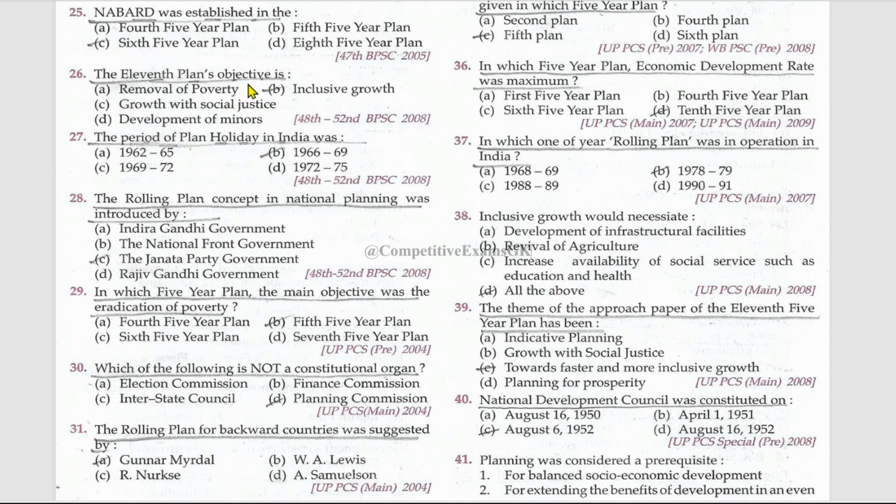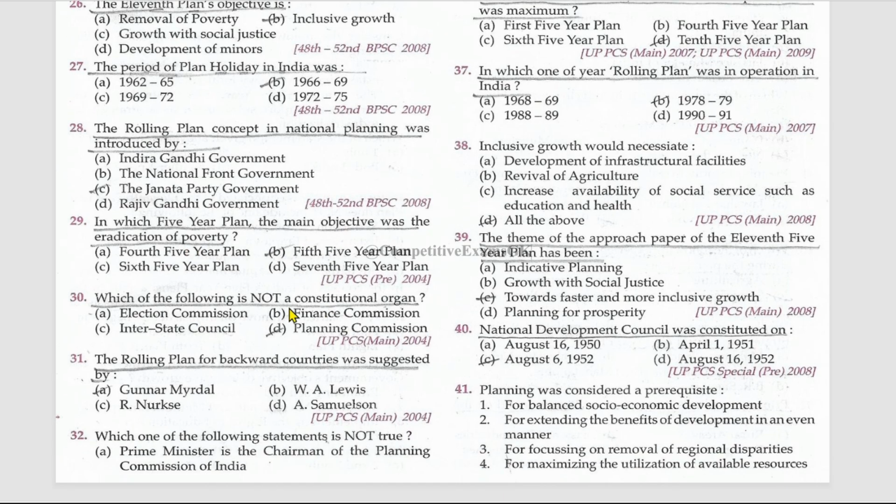The 11th plan objective is inclusive growth. The period of plan holiday in India was 1966 to 69. The rolling plan concept in national planning was introduced by the Janata Party government. In which five-year plan was the main objective the eradication of poverty? Fifth five-year plan. Which of the following is not a constitutional organ? That is Planning Commission. The rolling plan for backward countries was suggested by Gunnar Myrdal.